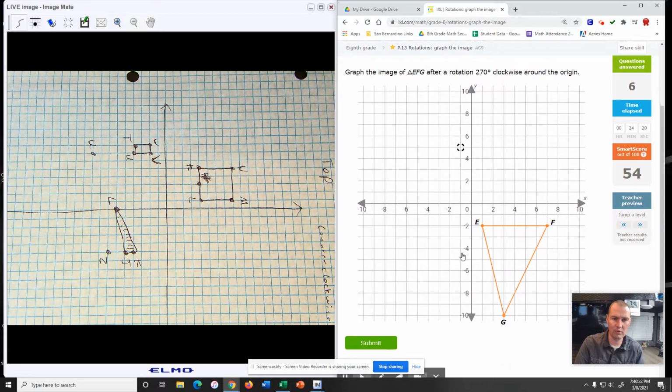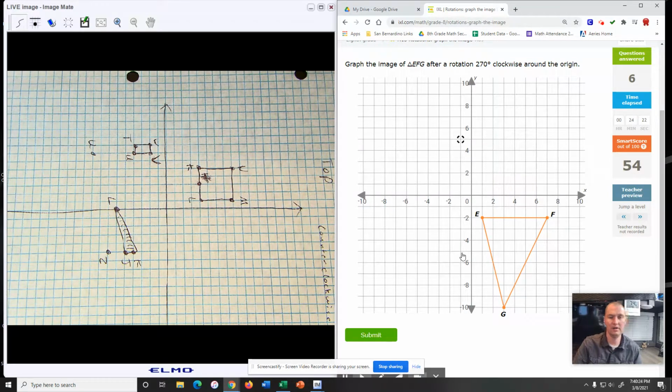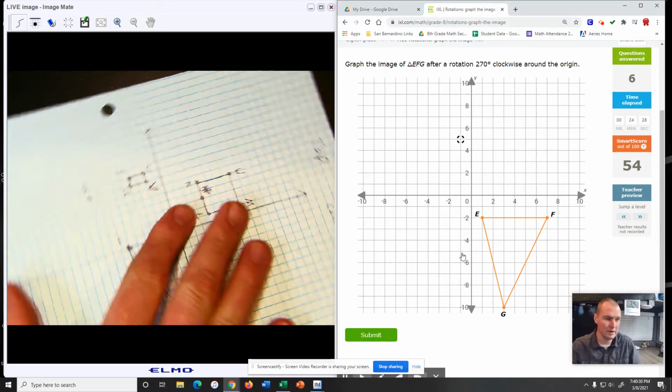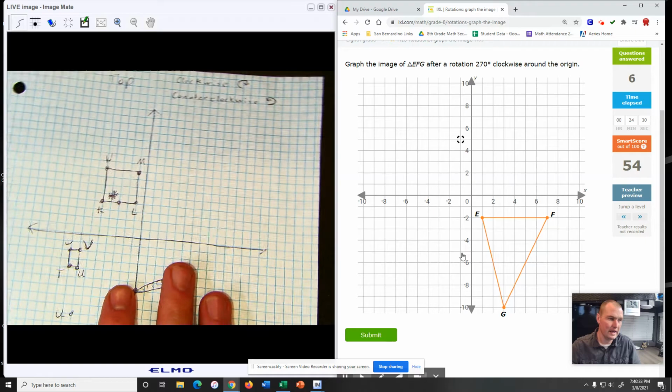Rolling right along, 54 points with 6 questions answered correctly. So far, I got every single one right. It's always a little bit nerve-wracking. Man, am I going to get it right or am I not? All right. Reset, reset.